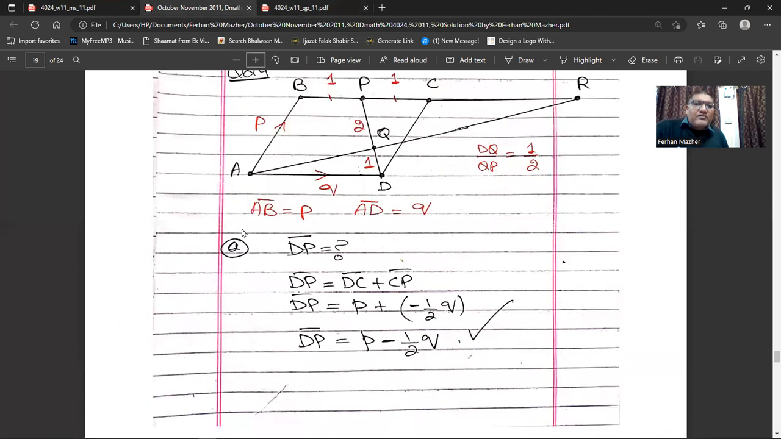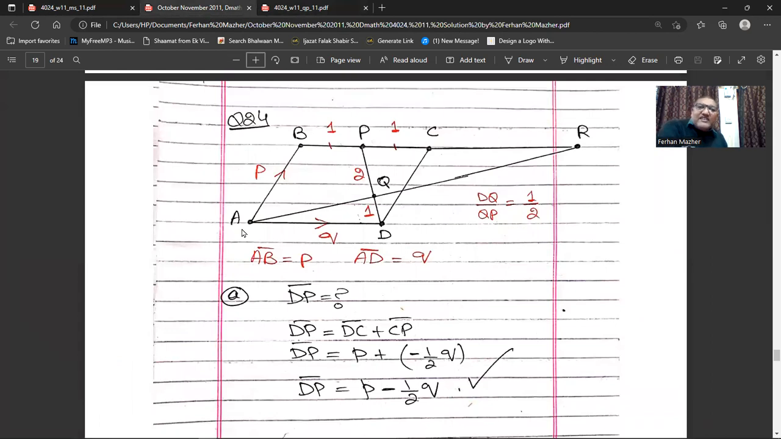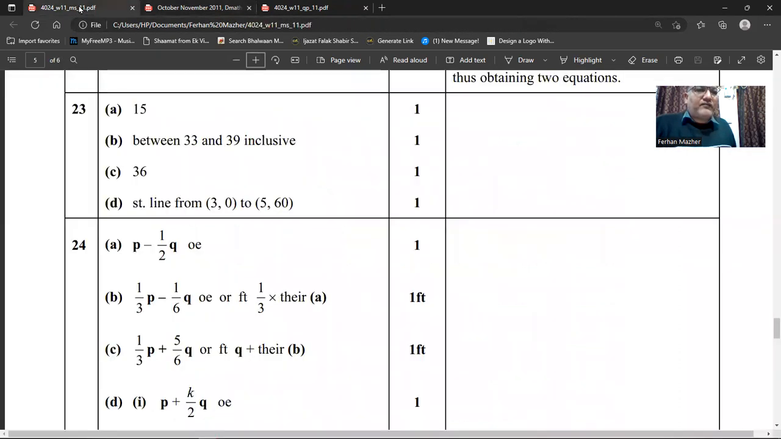Let me show you. So the first question they ask is find DP. For that, from D go to C, from C go to P. Because of the parallelogram, DC will be equal to AB, which is p, and CP will be half of minus q. So DP will be equal to p minus 1 by 2 q. Let's check. p minus 1 by 2 q is the right answer, sir.